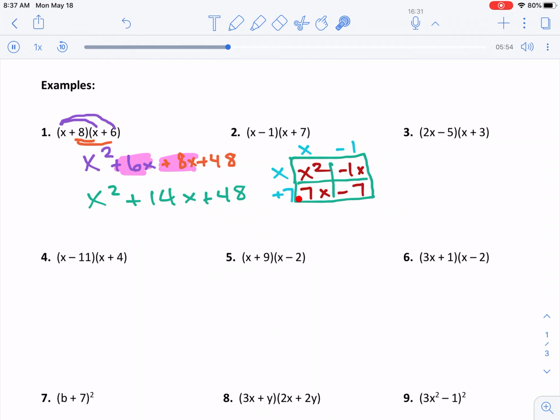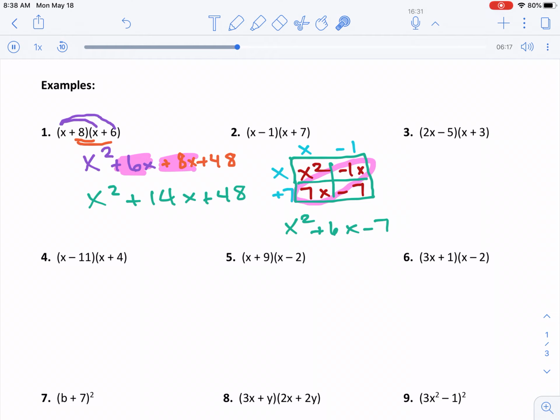And we always have these like terms right here in the middle. So we're going to add up everything accordingly. So x squared comes down. 7x minus 1x is 6x. And then that minus 7 comes down. So you can get your answer that way as well. All right, let's keep moving.